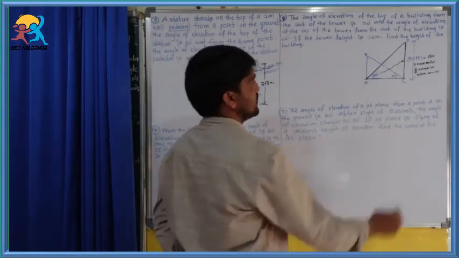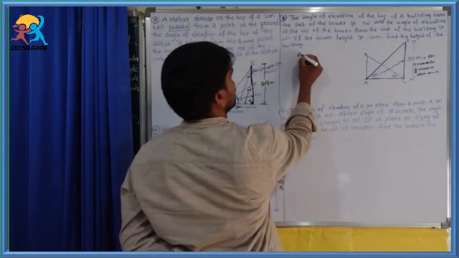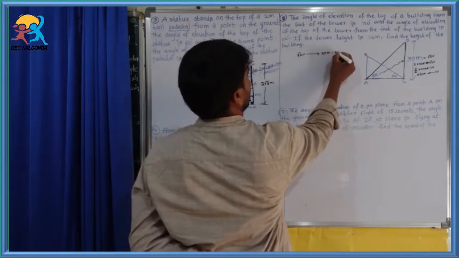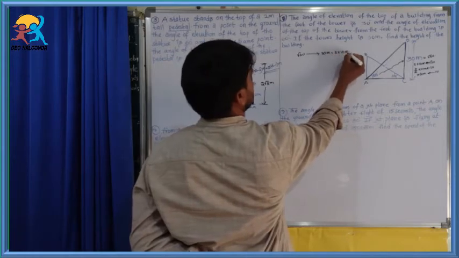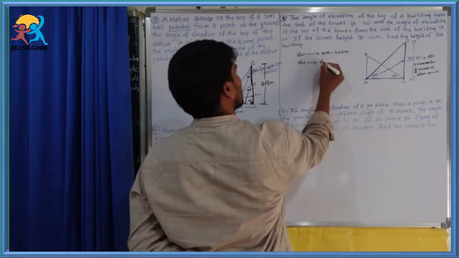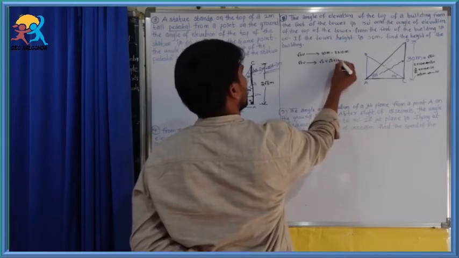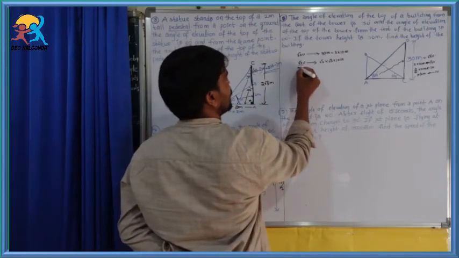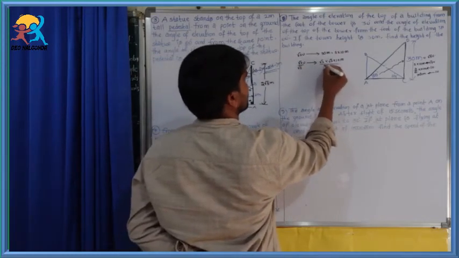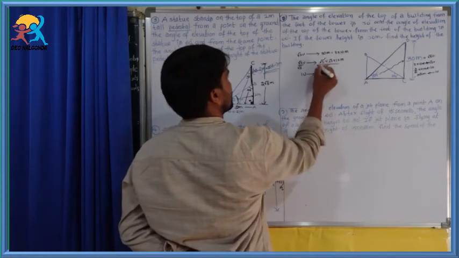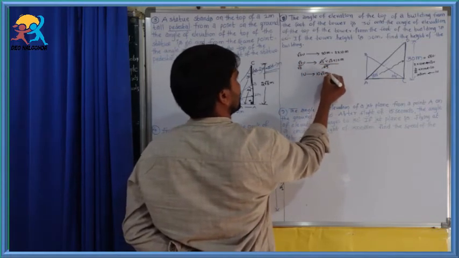Again, root 3 units value is 30 meters, but 30 can be written as 3 into 10 meters. This 3 can be written as root 3 into 10 meters, but we have to find 1 unit value. To make it 1 unit, divide by root 3. Root 3 by root 3 gets cancelled, so 1 unit value is 10 root 3 meters.